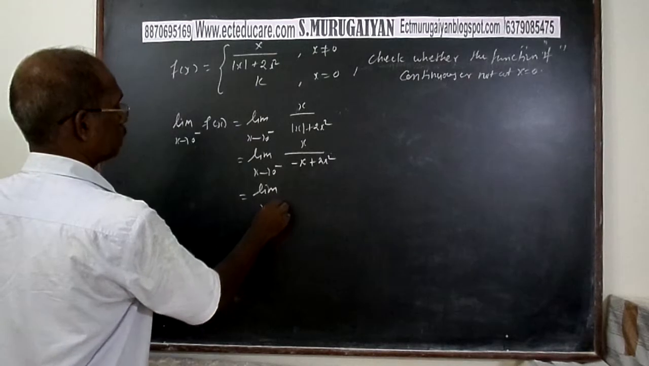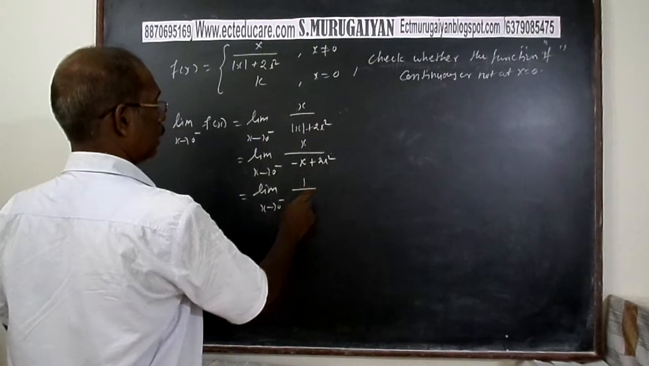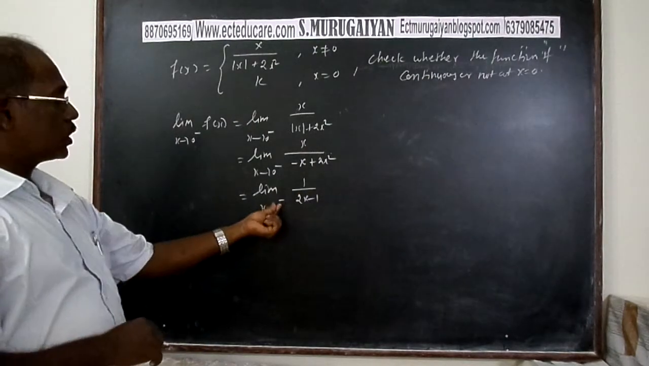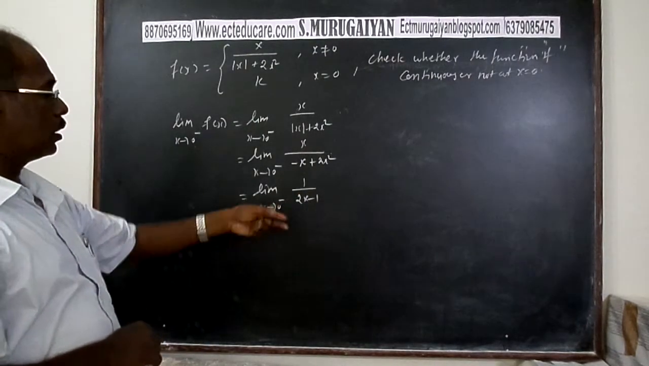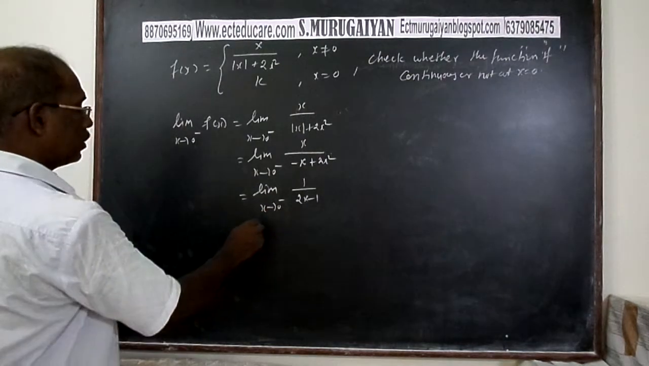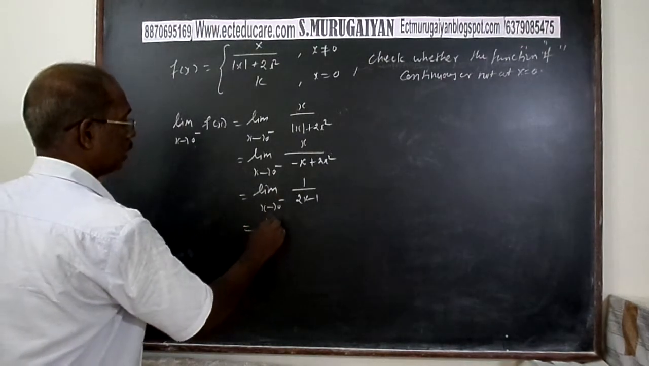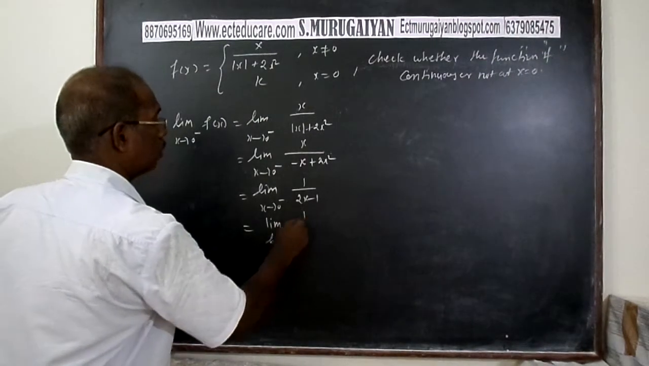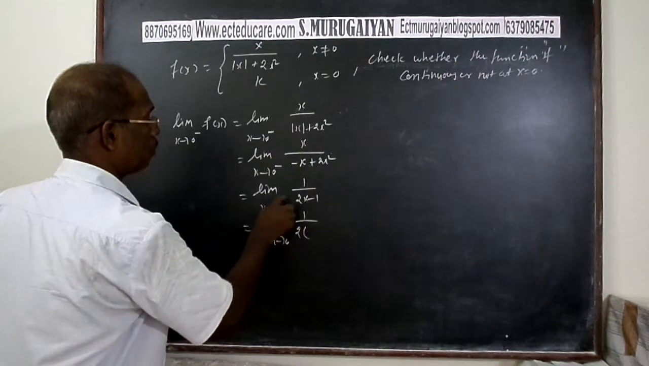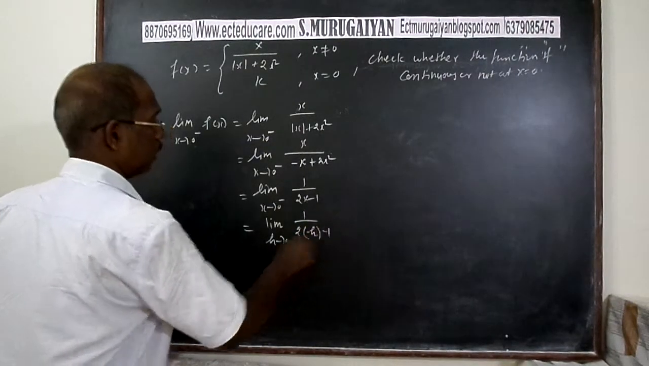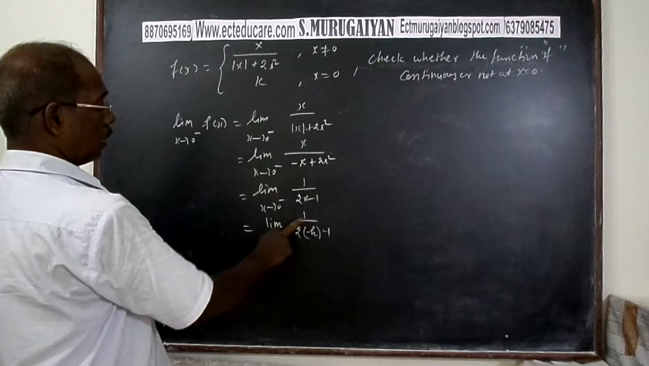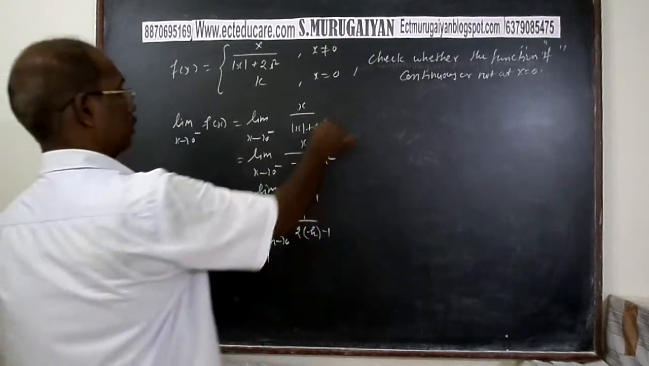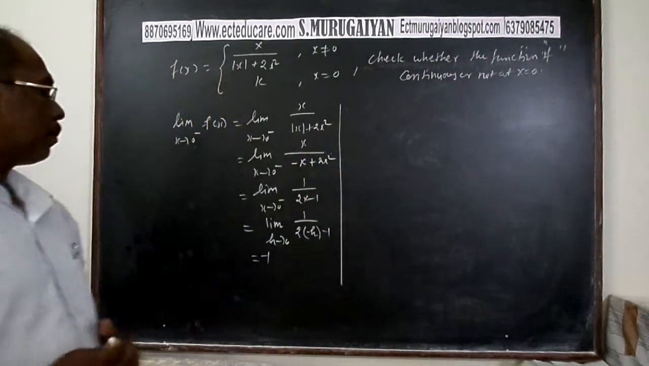Limit as x approaches 0 minus, then 1 by (2x minus 1). To eliminate the negative superscript, that is the minus, on the left side, introduce a small positive number h approaching 0: 1 by (2 times x, where x is now 0 minus h, that is minus h, minus 1). Taking the limit, we get 1 by minus 1. So the left hand limit is minus 1 for the given question.